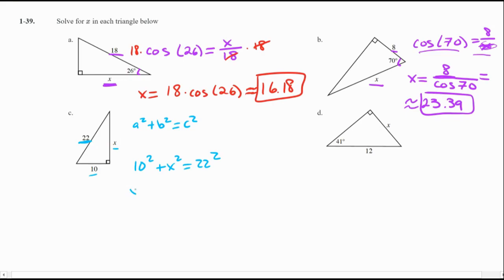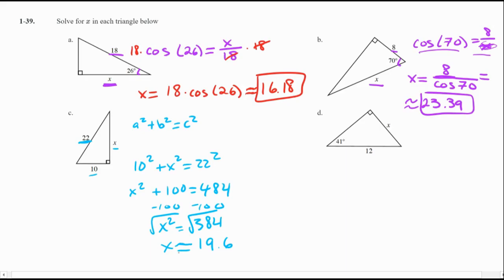Do some math, and that becomes x squared plus 100 equals 484. Subtract 100 from both sides. x squared equals 384. I take the square root of both sides. Again, use a calculator because it's not nice and pretty. Unless the book says that you're not supposed to use a calculator, then I'm welcoming you to use a calculator. I usually simplify a lot of square roots, but I'm good with this being just 19.6.